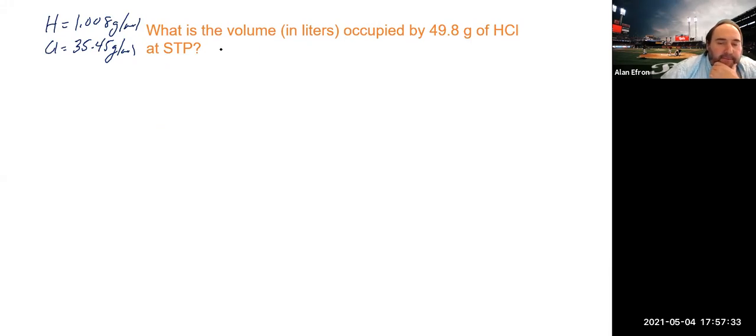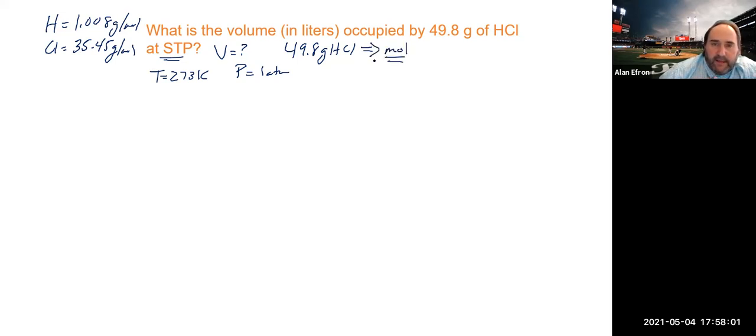We're looking for the volume, and we have 49.8 grams of HCl. And we have STP. Remember that STP means the temperature is 273 Kelvin and the pressure is 1 atmosphere. So we have pressure and temperature, and we're looking for volume. We don't have moles, but we do have grams, which we can easily convert to moles. That should point you in the direction of PV equals nRT. Again, we're looking for volume, pressure we got, temperature we got, and R is a constant.